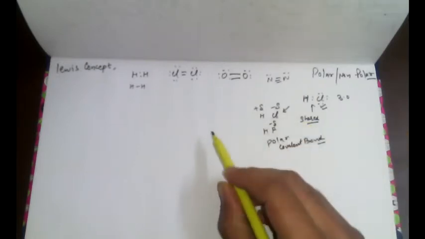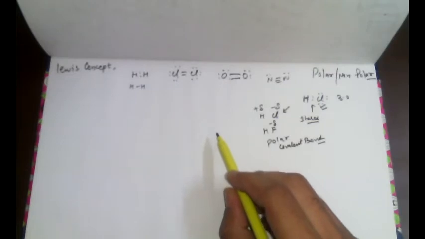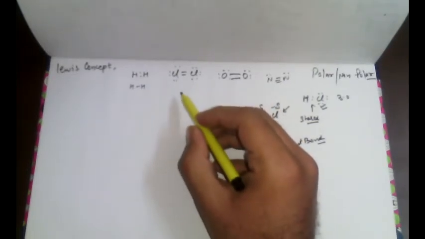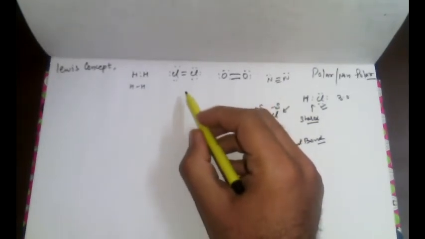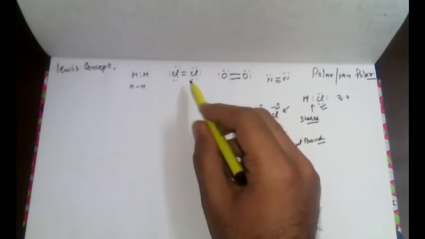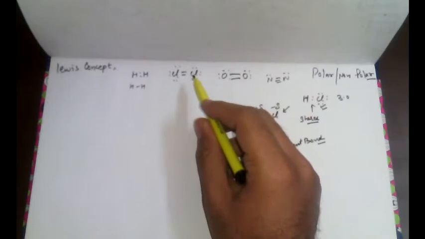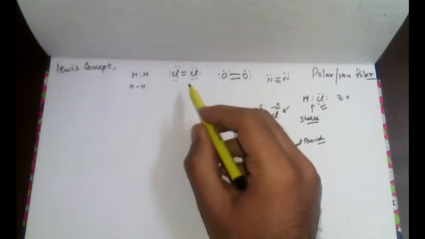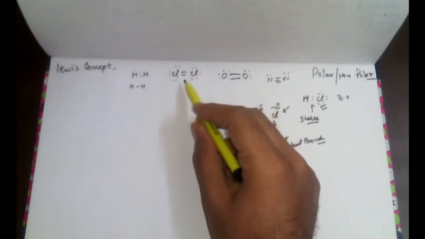When the same type of atoms are joined by a covalent bond, their shared pair of electrons lies exactly in between the center of the bonding atoms. So this kind of bond is non-polar. Next we have the dipole moment.